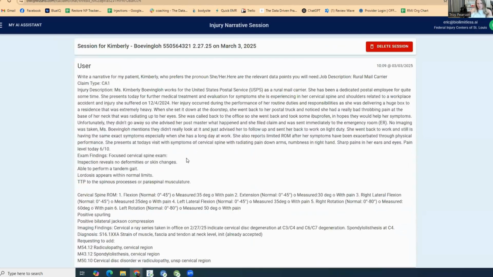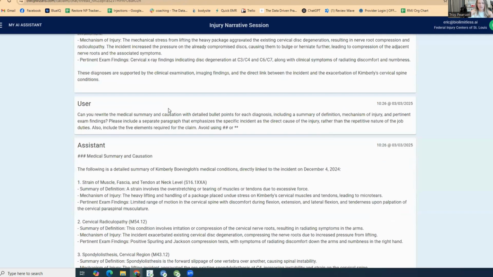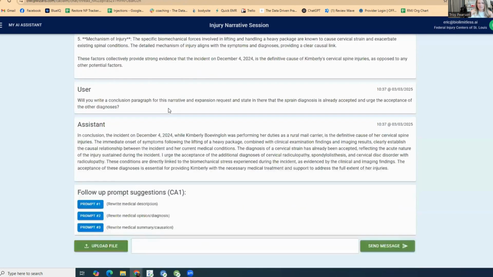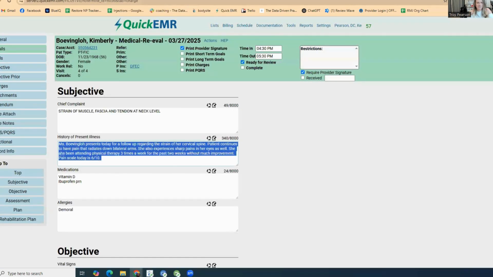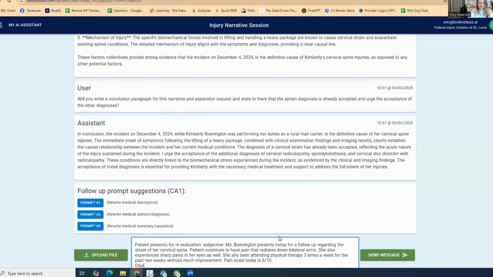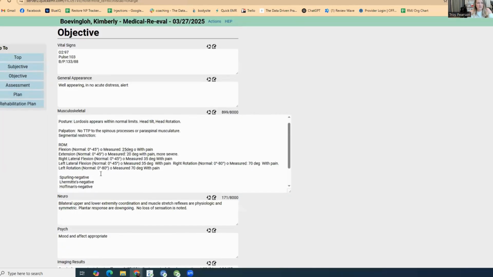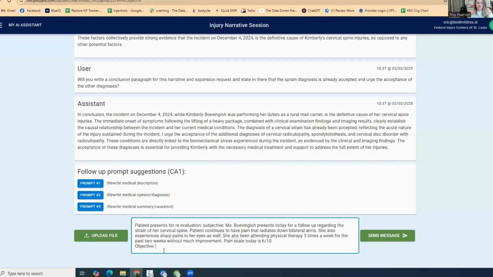So I'm going to go to view session, and in here I have her initial evaluation, her initial narrative that we wrote. I'm just going to go to the bottom and write, patient presents for re-evaluation. I'm going to copy and paste in her subjective complaint here. And then I'm going to copy and paste in her objective, meaning the evaluation that was performed.